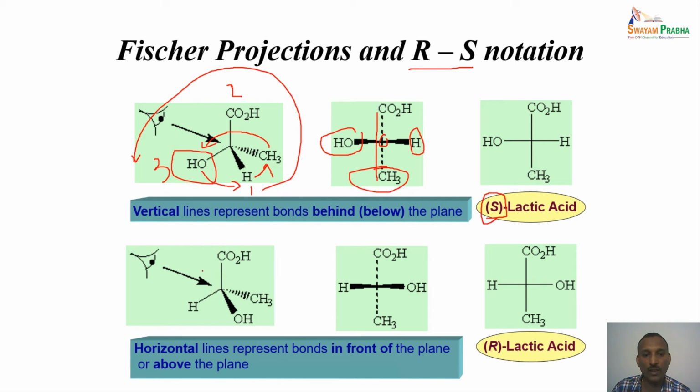And if you look at the other isomer, that is the enantiomer, in this particular case H and OH are interchanged. So obviously the compound we are going to end up with is the R isomer, and this R isomer can be represented like this.